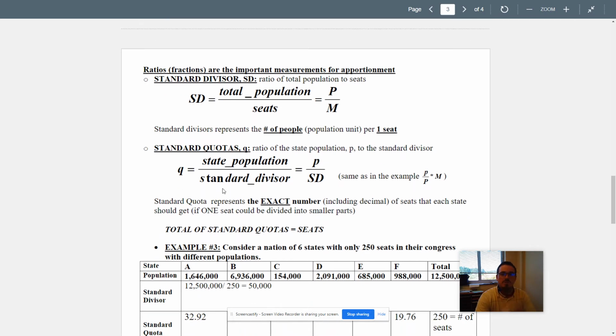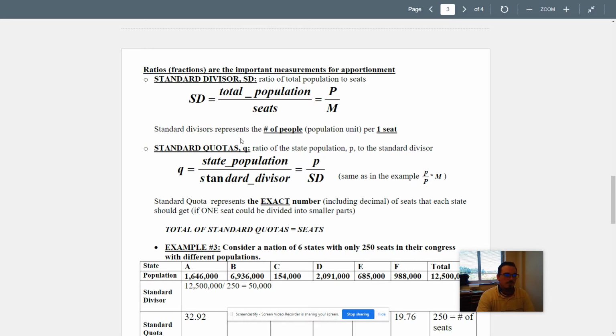Let's talk about ratios and fractions. We've been struggling with this throughout the semester. So ratios and fractions are the important measurement of apportionment. So the standard divisor, or what we call SD, is the ratio of total population to seats. So SD equals the total population divided by the seats. So the standard divisor is the population over the seats after we've added everything together.